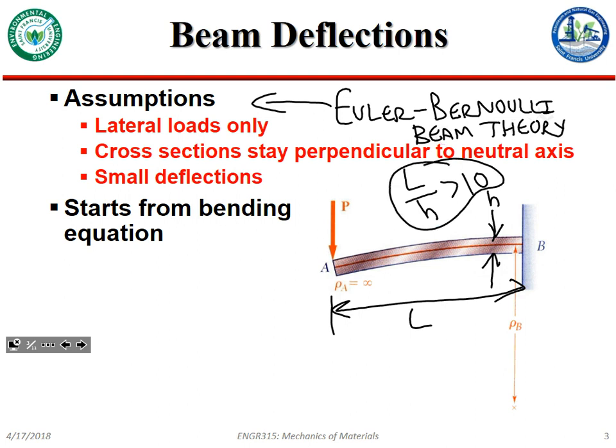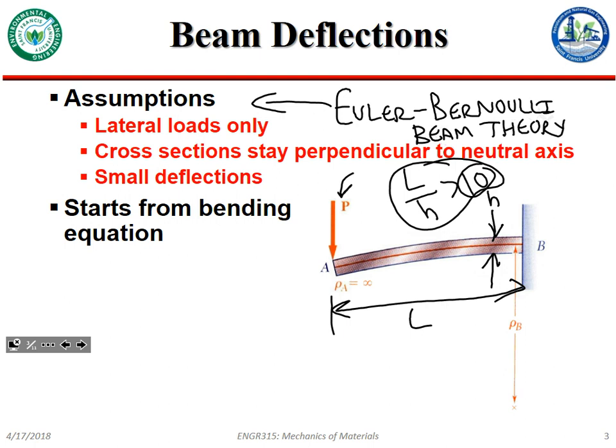It's like when we're dealing with thin wall pressure vessels, the radius to thickness ratio has to be large in order for the assumptions to apply. Large usually means an order of magnitude or larger, so a magnitude of 10. So that's some basic stuff. Assumptions for this: lateral loads only. So like this would be a lateral load, right? It's something applied perpendicular to the long direction of the beam.